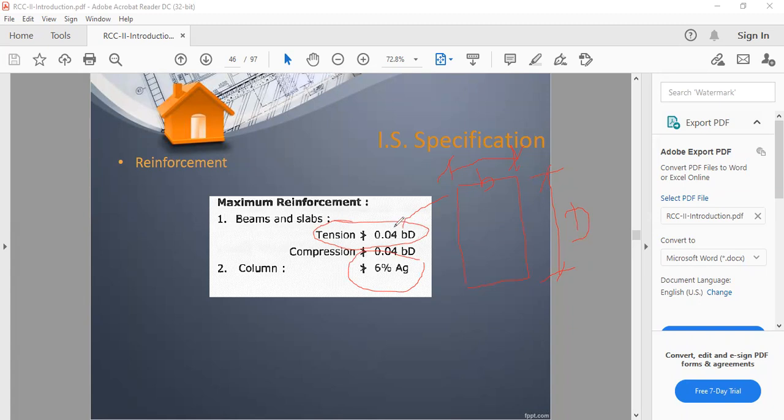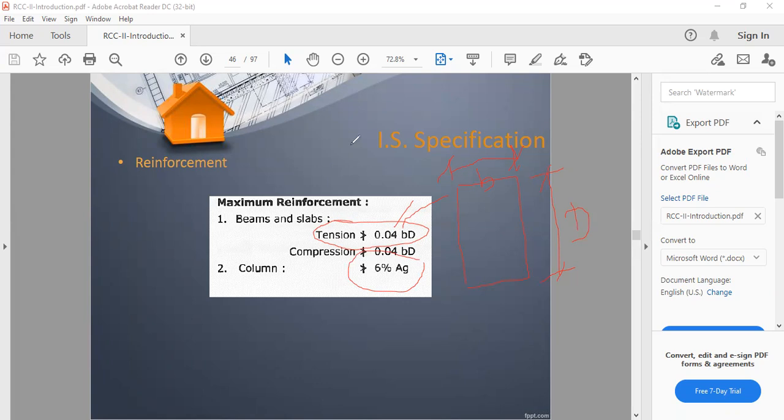Basically, 0.04 means this is 4%, while this is 6% and 0.06. So that should be the maximum reinforcement. You cannot provide more than that. This is all we are looking at according to the IS.